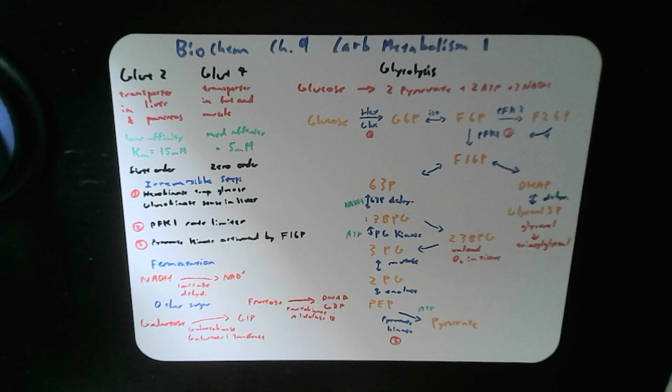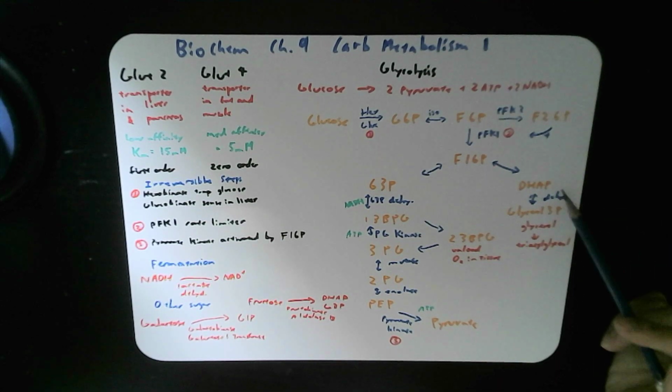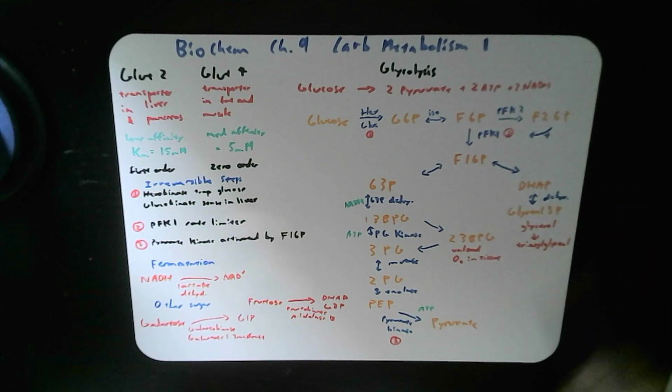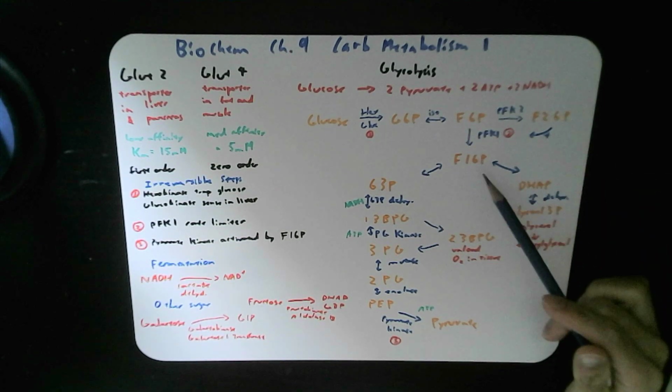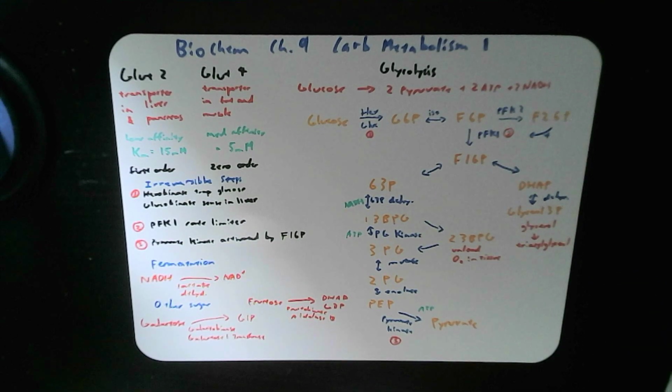Fructose is made from sucrose being broken down to glucose and fructose. It goes into the DHAP pathway, or G3P, and then they can be put back into the fructose 1,6-phosphate pathway using fructokinase as well as aldolase B. So that's pretty much it for glycolysis.